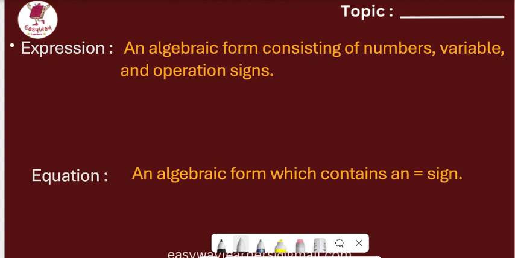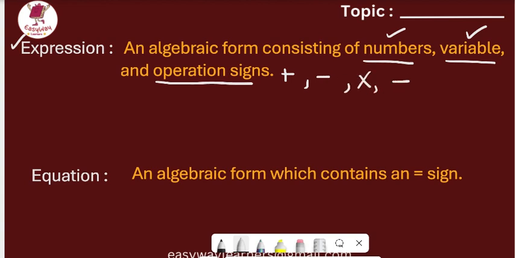Now, the next term is expression. What is an expression? An algebraic form consisting of numbers, variables, and operation signs. Now you know numbers like 1, 2, 3, and so on. Variables are like x, y, z, a, b, c, or any alphabet. And what are operation signs? The signs of addition, subtraction, multiplication, division, and so on.